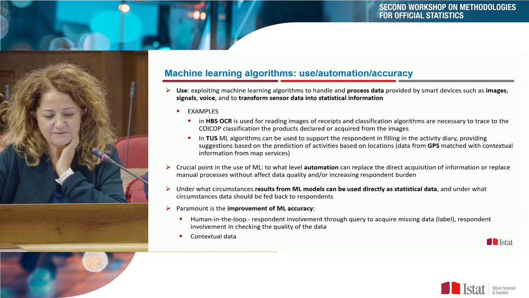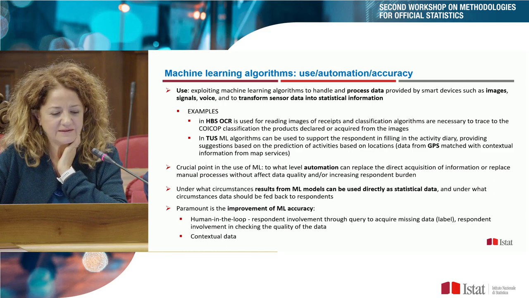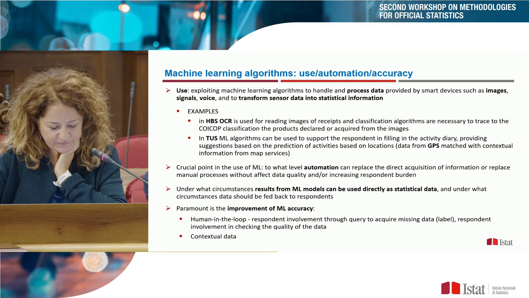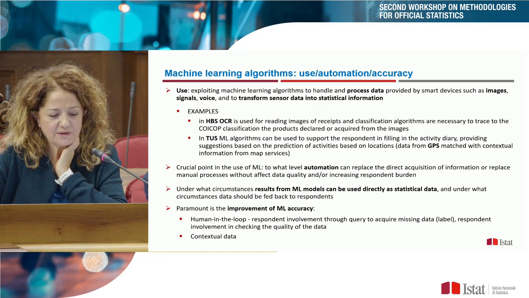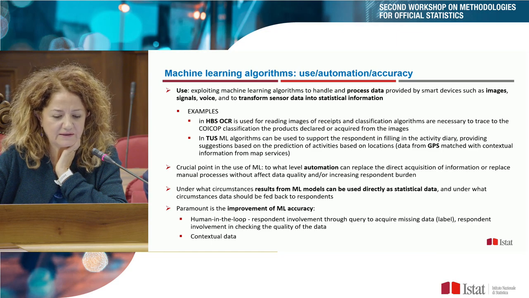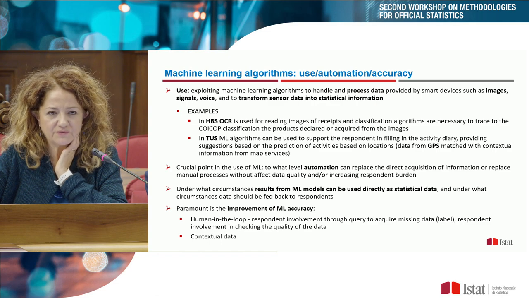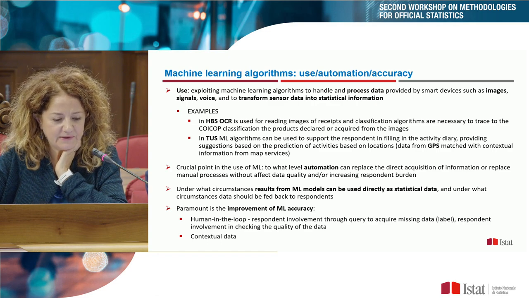Another example, we will see why these examples are relevant. In time use, machine learning algorithms can be used to support the respondent in filling the activity diary, providing suggestions based on the use of geolocation data. In this case, GPS data can be matched with contextual information from map services and then help the respondent to provide the answer to the diary.